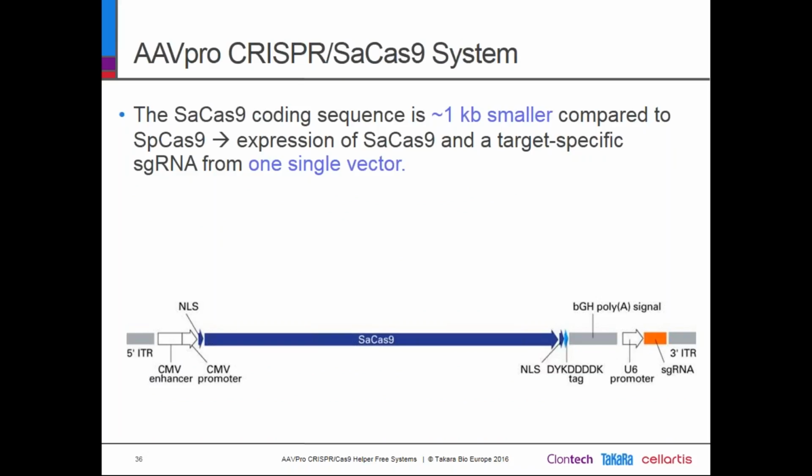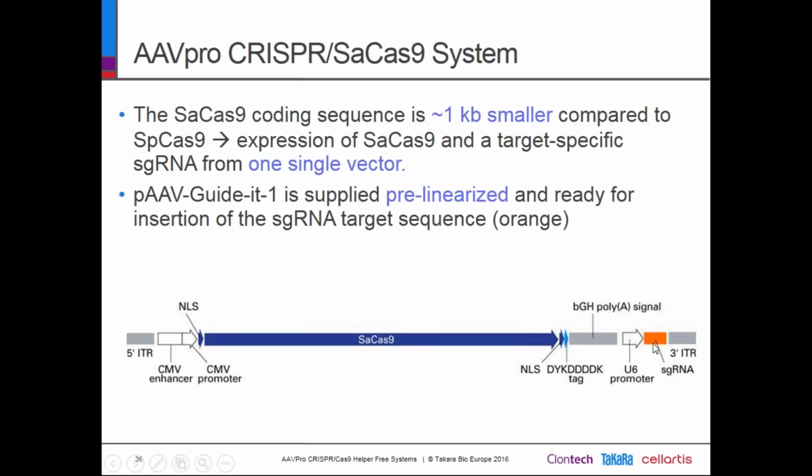And what I said, what's very nice with the SaCas9 is that it's much smaller compared to the big SpCas9, and this allowed us to create one single vector to express SaCas9 and to clone in also your target-specific guide RNA. We provide this vector pre-linearized, which really facilitates the cloning of your target-specific guide RNA sequence. So all you need to do is just to order a DNA oligo of 20 nucleotides or 22, I think it's a bit longer for SaCas9, and to clone this into the pre-linearized vector.